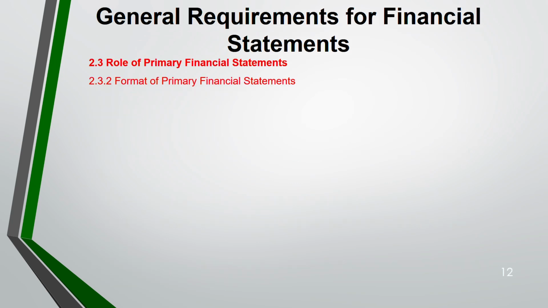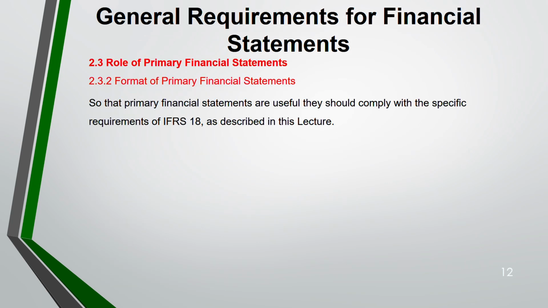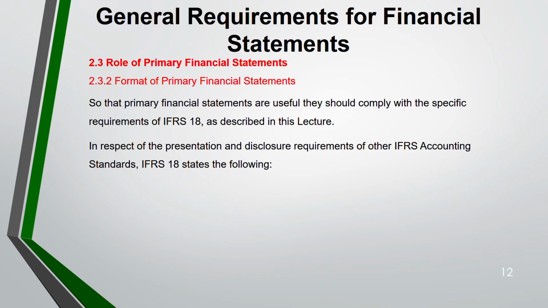Next, format. So the primary financial statements are useful. Okay, if they have to be useful, they should comply with the specific requirements of IFRS 18 that are described in this lecture. So, in respect of the presentation and disclosure requirements of other IFRS accounting standards, IFRS 18 states the following. Remember, these presentation and disclosure requirements you have under other standards also. For example, if you go through IAS 16 or IAS 38, property, plant and equipment or intangible assets, even they have a rule on how your assets have to be presented and disclosed. But what IFRS 18 has to say, let's see that.